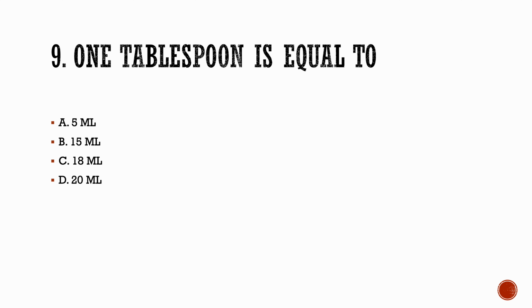The ninth question is, 1 tablespoon is equal to option A, 5 ml. Option B, 15 ml. Option C, 18 ml. Option D, 20 ml. The answer will be option B, 15 ml.